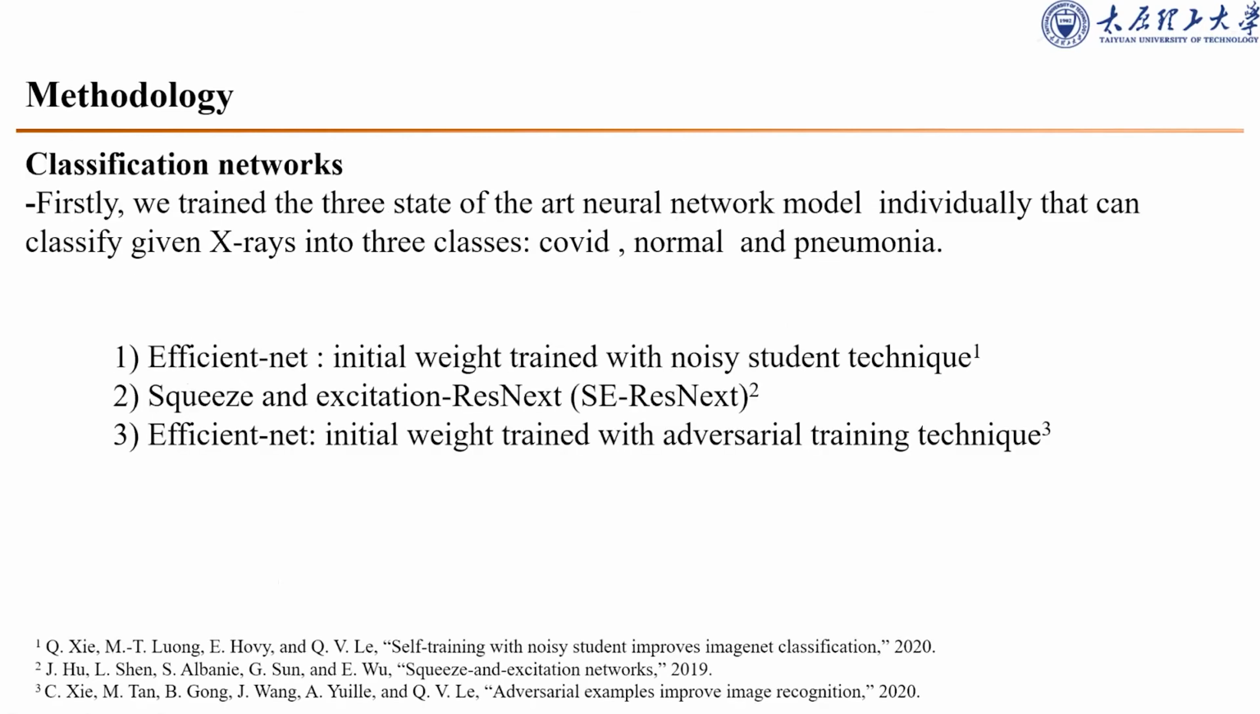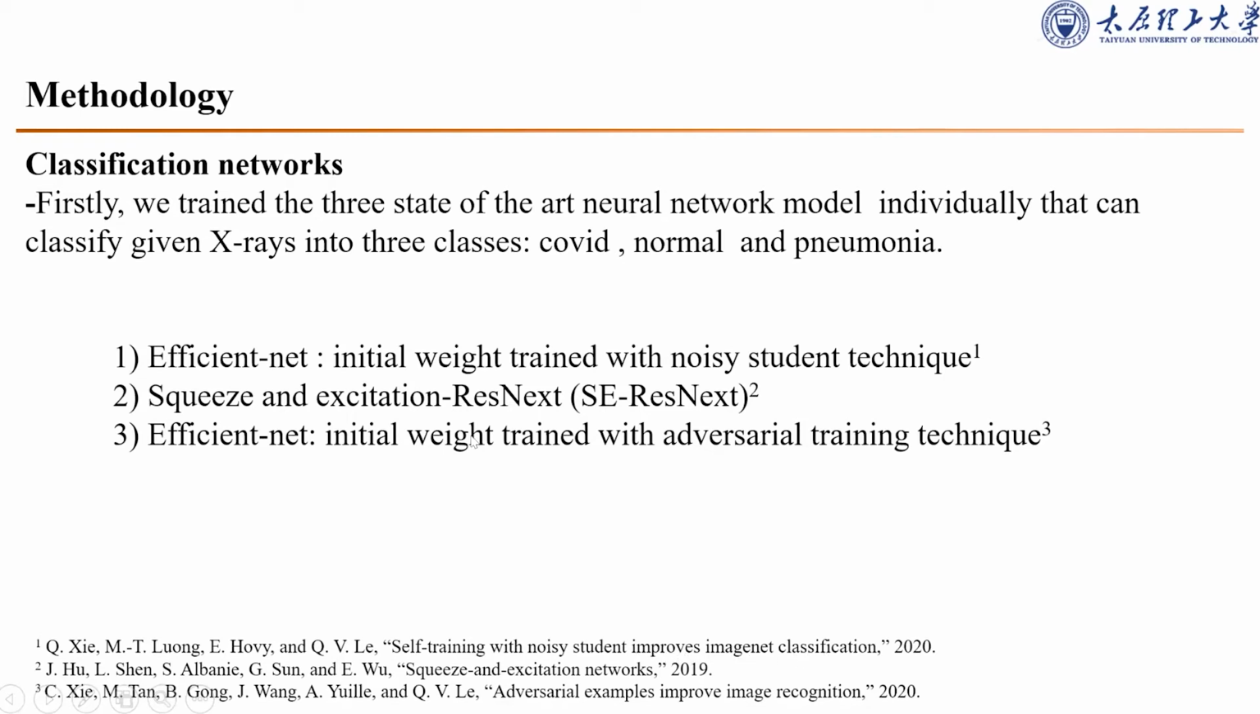And now our classification networks. First, we train 3 state-of-the-art neural network models individually that can classify a given X-ray into 3 classes: COVID, normal, and pneumonia. The first network is the EfficientNet model, and it was initialized with the weights trained with the noisy student technique on the ImageNet dataset. The details of the noisy student technique can be found in this paper, Self-training with noisy student improves ImageNet classification.